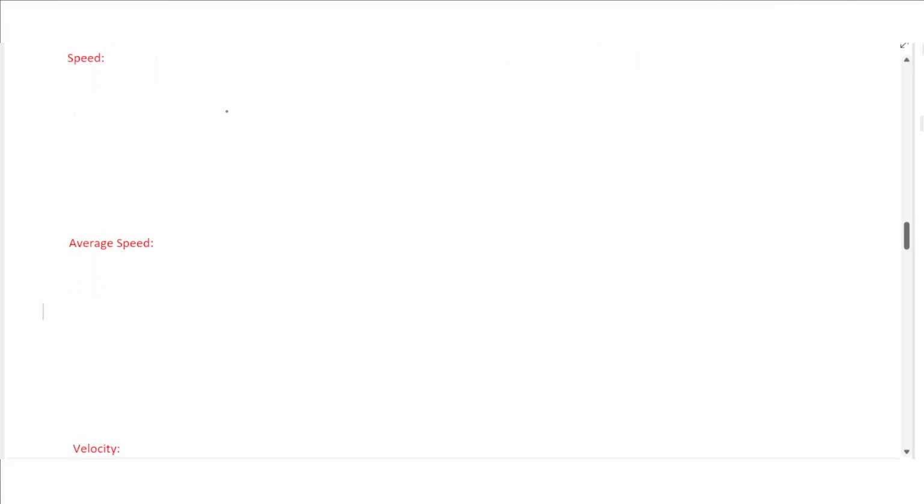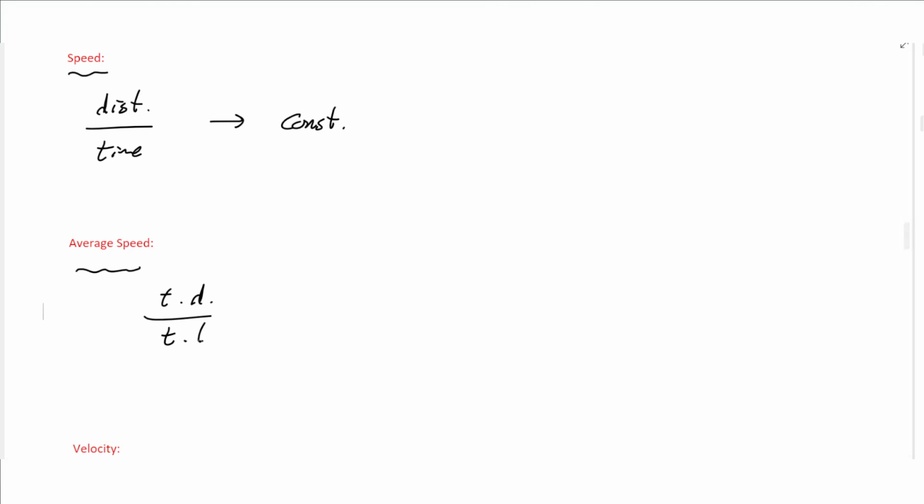Now we go to the motion quantities. Speed is generally defined as distance traveled per unit time, but it is not always measured or calculated using this equation. You can only use this equation if it's constant speed, or you're required to measure or calculate the average speed, which is the total distance divided by the total time.